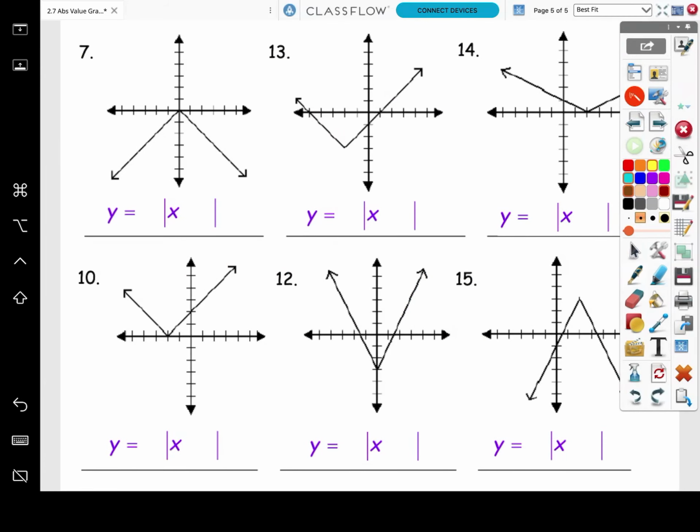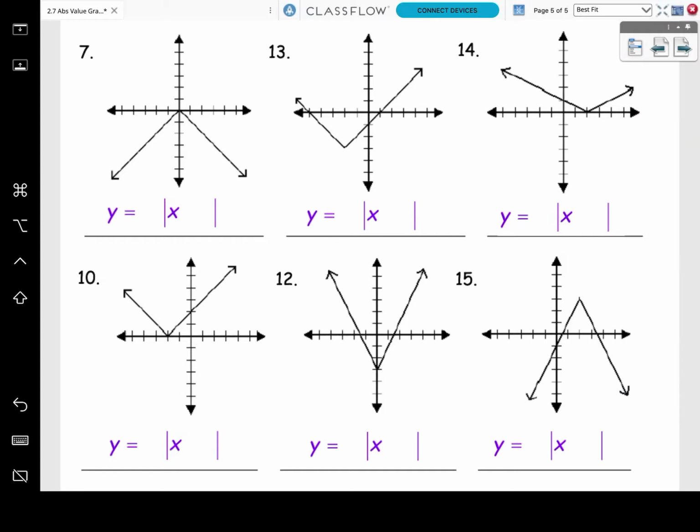And the last thing is writing equations. So we're going to fill in some equations here based on our graphs. So we always want to look for h, k, the vertex, and then the slope of the right-hand side to be our a value. So the vertex in this one labeled number 7 is 0, 0. So you could write +0 in both of them if you wanted to, or you could leave them blank. And the slope of the right-hand side is down 1, right 1, so -1.